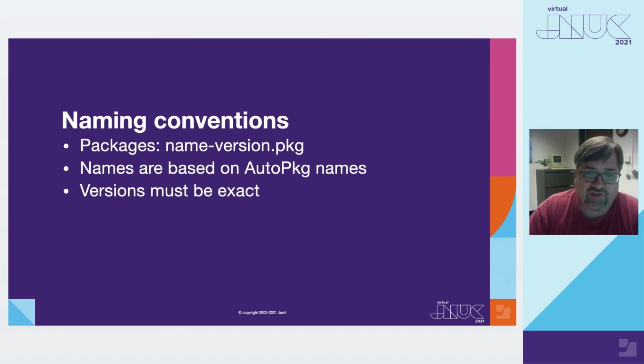To get the following examples to work, I must name my packages a certain way, mainly name-version.pkg. Right now, the names are based on the names generated by auto package, but this can be changed. The version must appear exactly the same as the patch software title versions, which I'll show in a few slides.